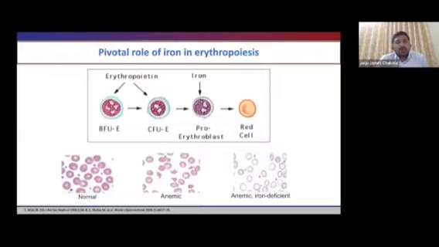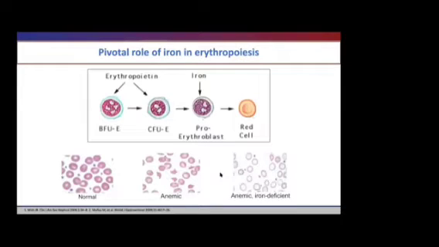So what is the role of iron in erythropoiesis? Here we can see the blood forming units and the colony forming units, where the erythropoietin, which is mainly produced from the kidneys, acts upon and forms a pro-erythroblast. This is where the iron is incorporated into the pro-erythroblast, and finally the red blood cells are formed. Here you can see the pictorial depiction, like the peripheral smear picture of the normal RBCs, whereas anemic and severely anemic with iron deficiency. So there are definite changes which you can note in iron deficient anemic patients.